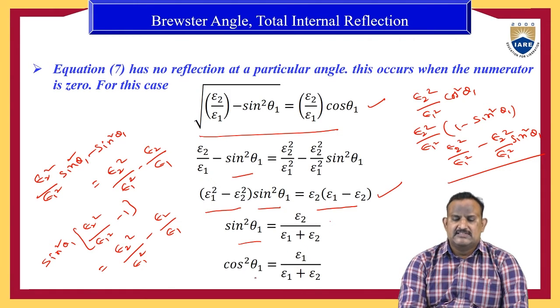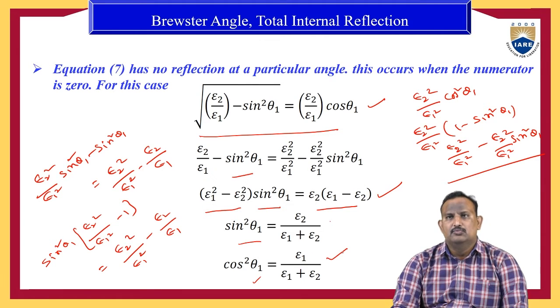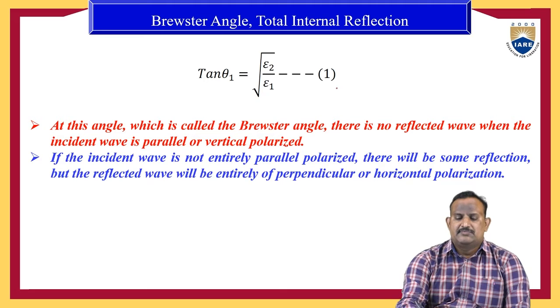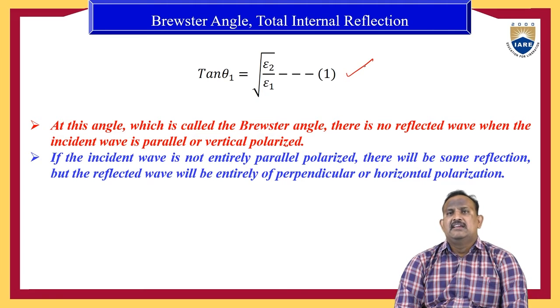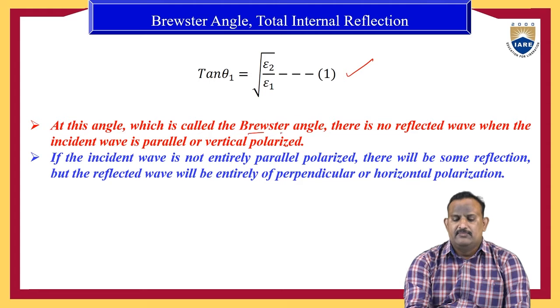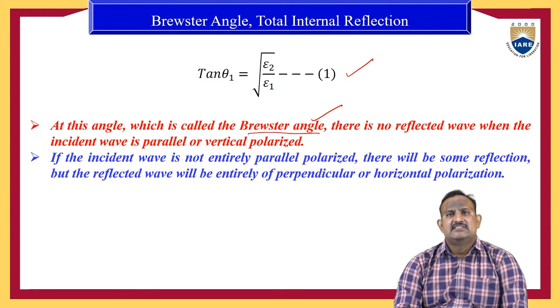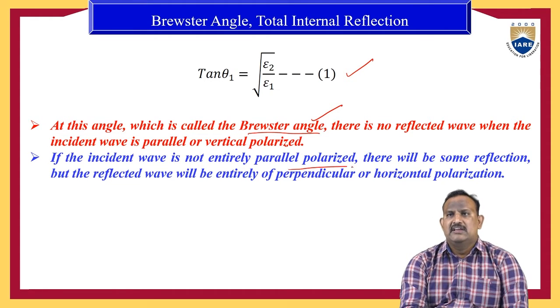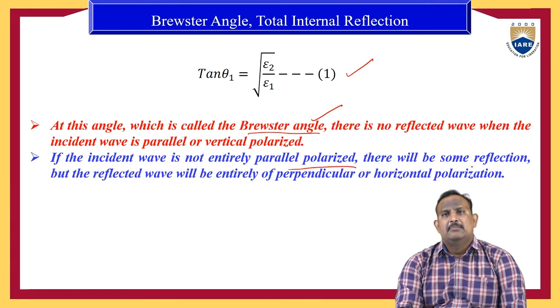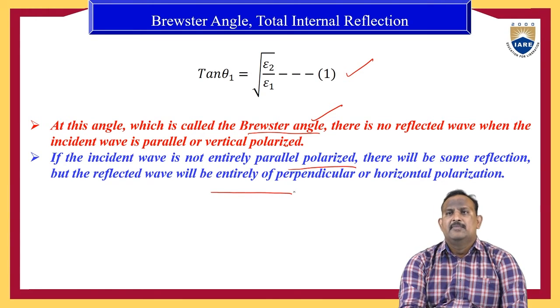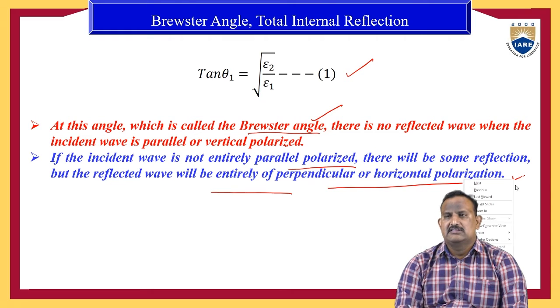Similarly, we can write the expression for cos square theta 1: cos square theta 1 equals epsilon 1 by epsilon 1 plus epsilon 2. So tan theta 1 equals root of epsilon 2 by epsilon 1. This angle is called the Brewster angle. At this angle, there is no reflected wave when the wave is incident as parallel, or vertically, polarized. If the incident wave is not entirely parallel polarized, there will be some reflection, but the reflected wave will be entirely perpendicular to the horizontal polarization.